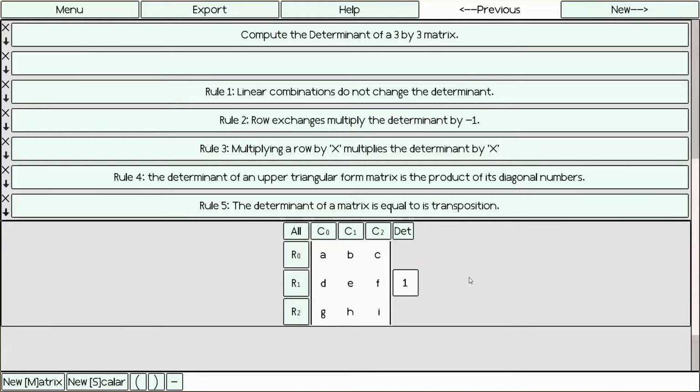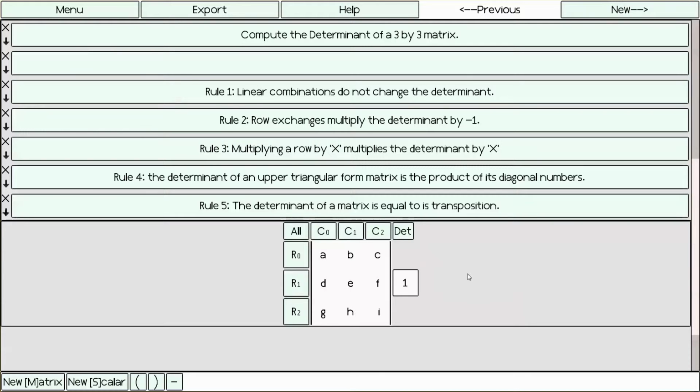We're going to compute the determinant using a process very similar to Gaussian elimination. We're going to be row reducing the matrix while remembering different numbers based on the definition of the determinant.